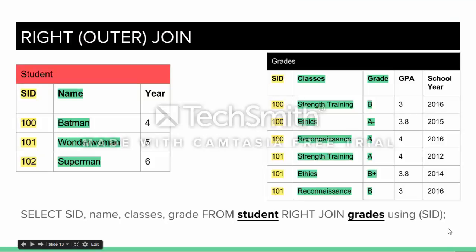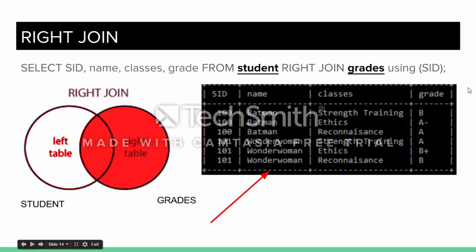Now that we're done with the left join, we're going to discuss the right join. Notice that it's still the same statement. So we have the student table on our left and our grades table on the right. Watch out if Superman will be in the results in the next slide. So notice how Superman is not part of our join table anymore, because he's not a part of the grades table, which is our right table.